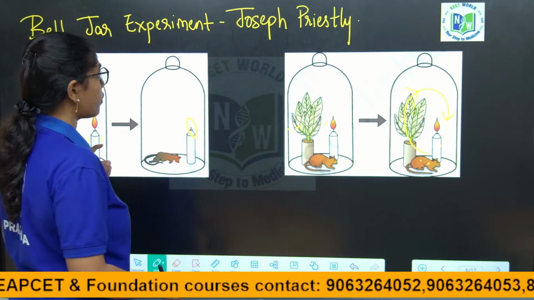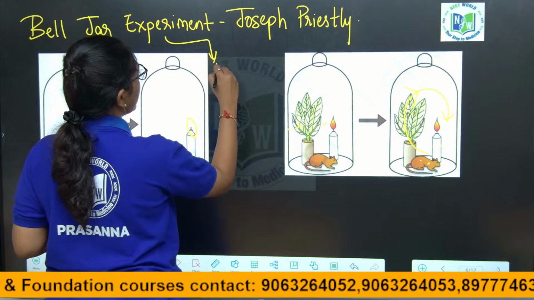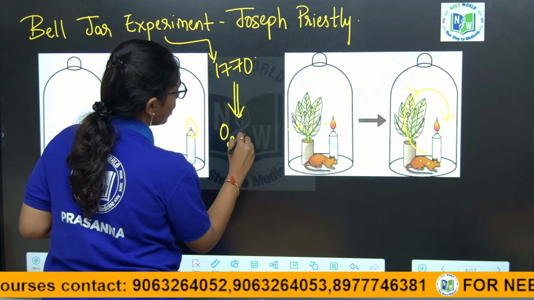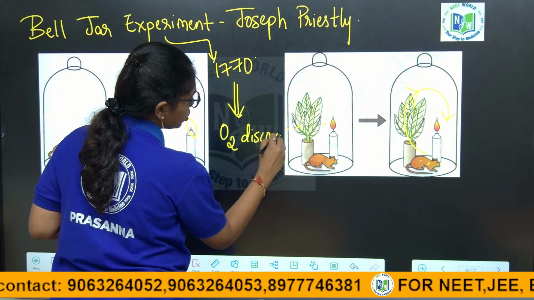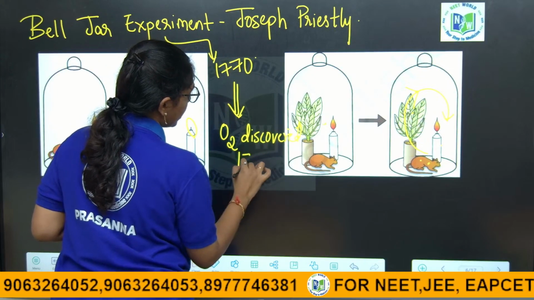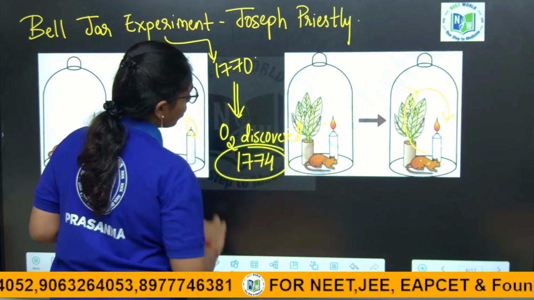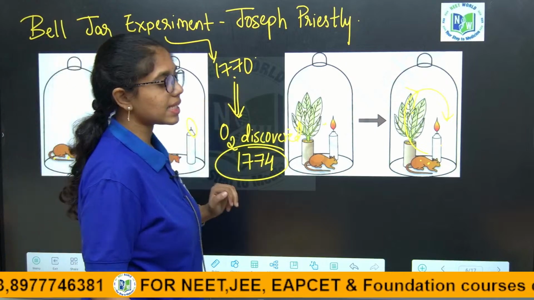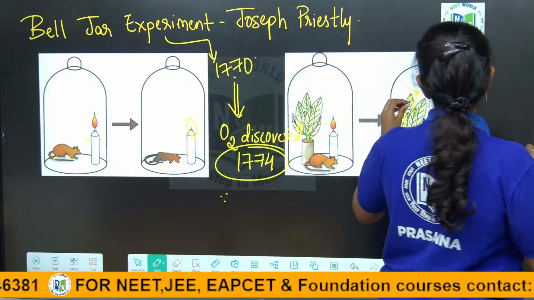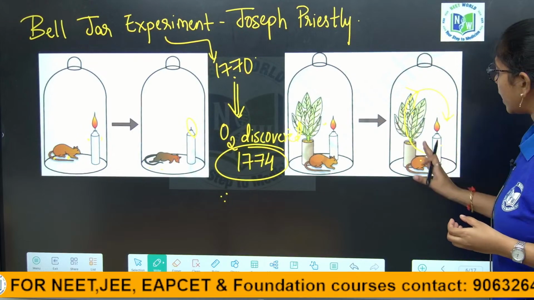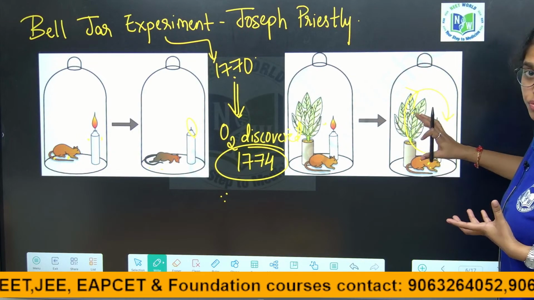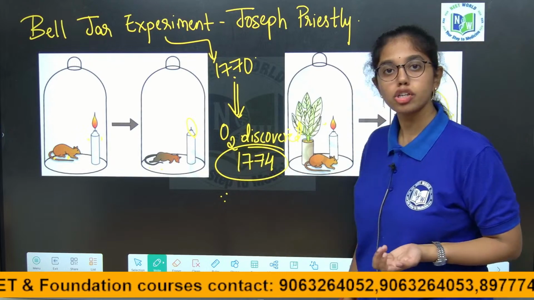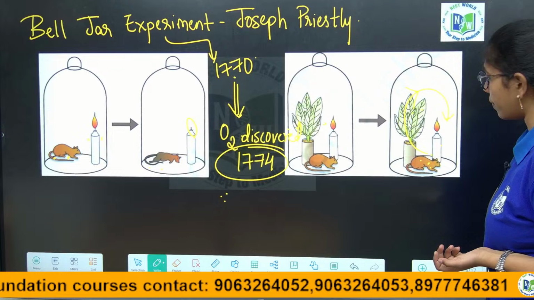He didn't identify it. The bell jar experiment was done in 1770, but oxygen was discovered by Joseph Priestley in 1774. Initially he said that a gas exhaled by the plant is inhaled by the mice, and the gas released by the mice is taken in by the plant. Later he confirmed that gas as oxygen, in the year 1774.